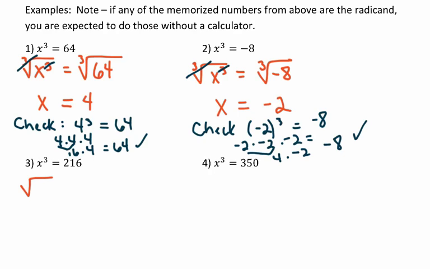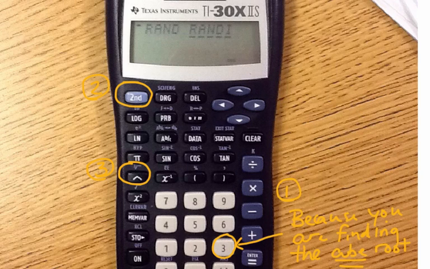You have the cube root of x cubed and the cube root of 216. So the cube root and the cube cancel, and we're left with just an x on the left. Now, in order to do this in your calculator, I'm going to show you a calculator on the screen. You're going to do the cube root of 216. So here's my calculator. The first step is right here, step number 1.